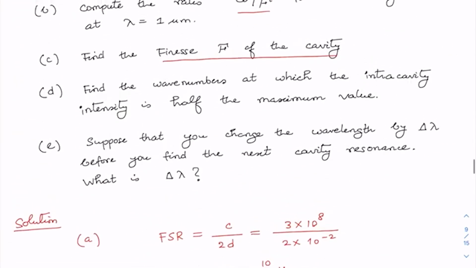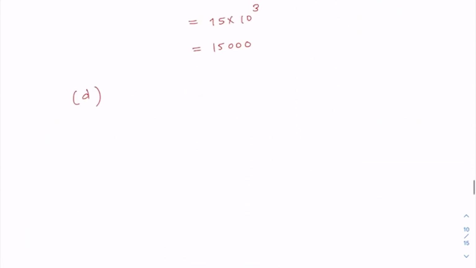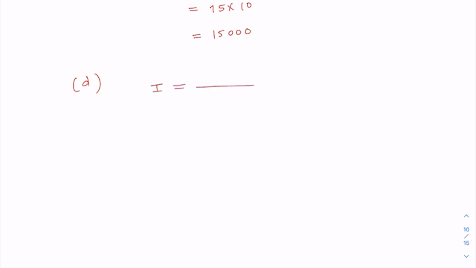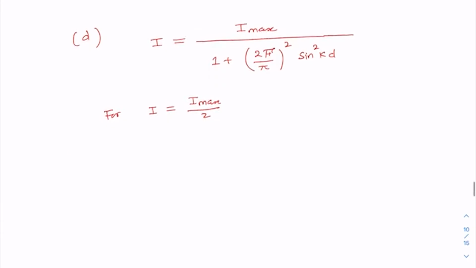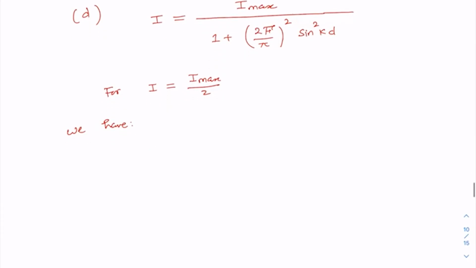In part D, you are asked to find the wave numbers at which the intra-cavity intensity is half the maximum value. The intra-cavity field intensity is related to the maximum intensity by this expression: I is equal to I max divided by 1 plus (2F divided by pi) whole square sine square kd. D is the length of the cavity, k is the wave number, F is the finesse. Now for I equal to I max by 2, we have (2F by pi) whole square sine square kd equal to 1.